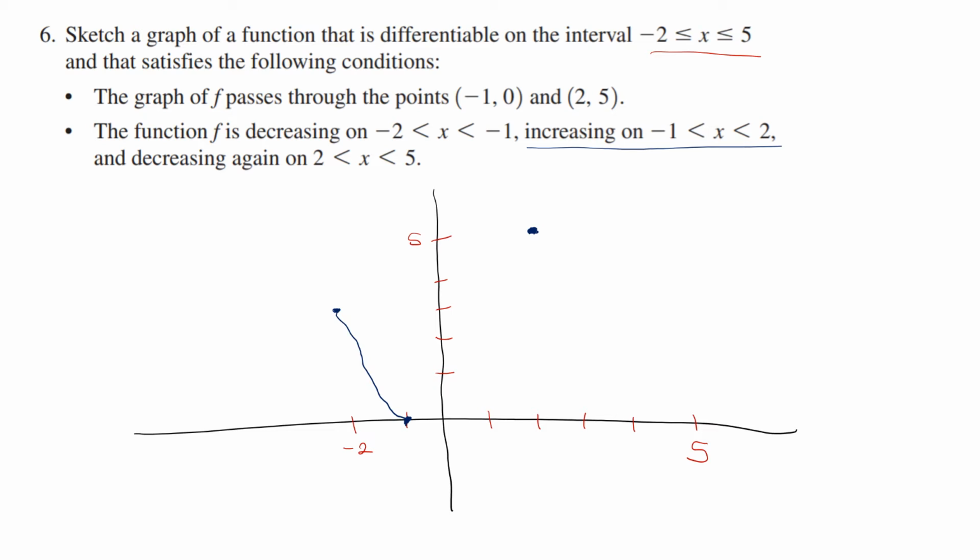So I know -1 and 2 is right over here. I have to increase, but also I know at x equals 2, I have to go through that point. So I can basically connect those 2 points, but increasingly, and that's kind of the only way to connect those two, unless there's another instruction. And I know it decreases again from 2 to 5.